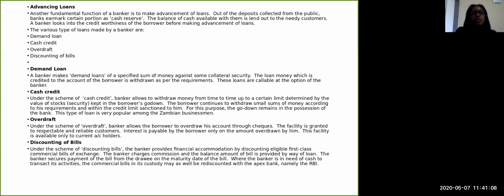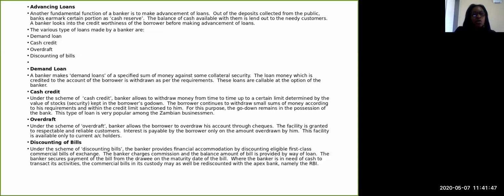The second type of loan, which is cash credit. Under the scheme of cash credit, the banker allows the borrower to withdraw money from time to time to a certain limit determined by the value of stocks, which can be securities kept in the borrower's godown. The borrower continues to withdraw small sums of money according to his requirements and within the credit limit sanctioned to him. For this purpose, the godown remains in the possession of the bank. This type of loan is very popular among the Zambian businessmen.